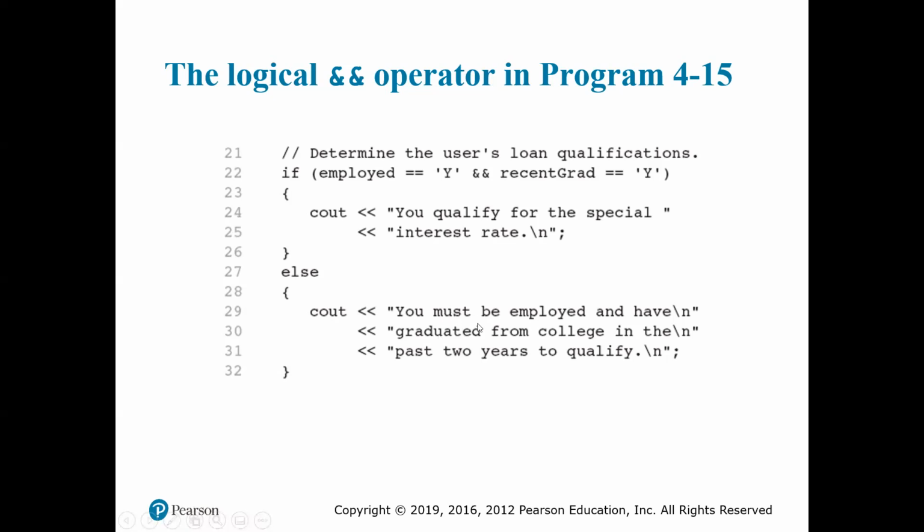Otherwise, it's going to give you both things that could be wrong, because it doesn't know which one of these was false. So it just says you must be employed and have graduated in the past 2 years to qualify. If one of these is false, then the else will happen and it'll just tell you this instead. It doesn't know which one's false, but if it's false, then this cout will happen. It kind of condenses it. If you wanted to be more specific and say which one happened, like is it that you're not employed or that you're not a recent grad, then you have to do it the other way with the nested ifs. But if you can just condense it into one, then this way is less code.